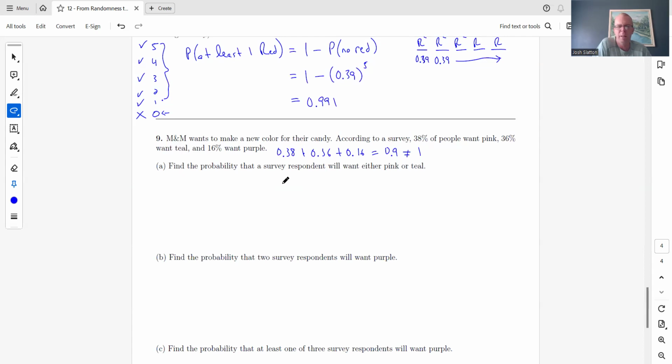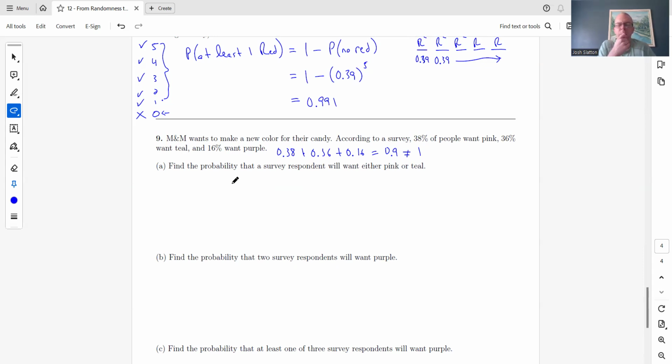10% wanted none of those three, but just an observation, and you might want to pay attention to things like that. So just always make sure that things add up to 100 before you start doing things and making assumptions that will lead to a wrong answer.